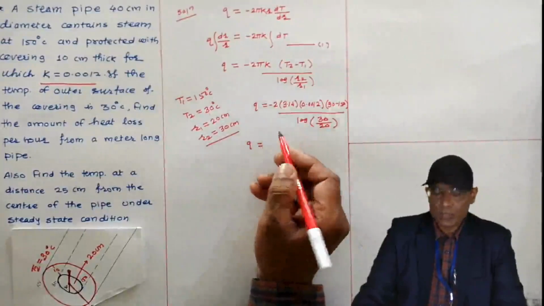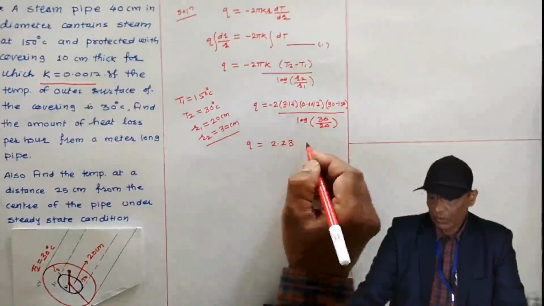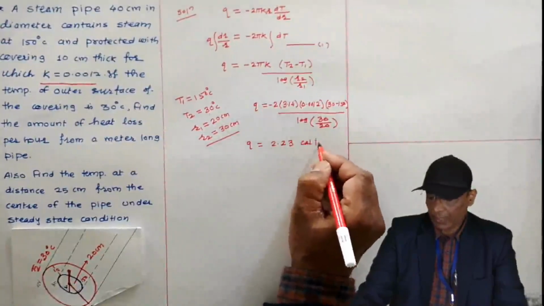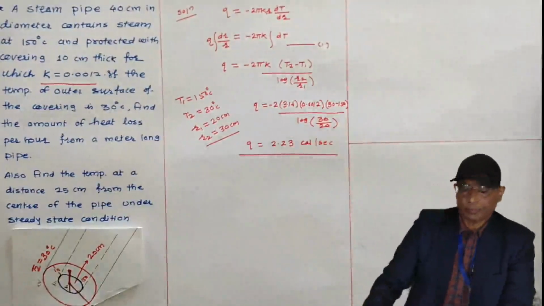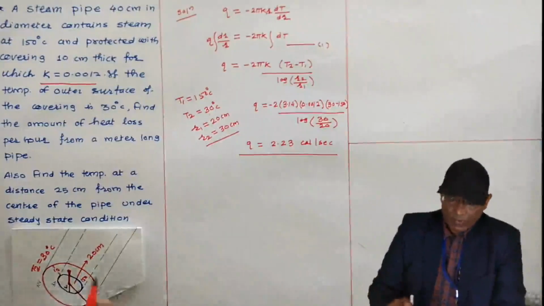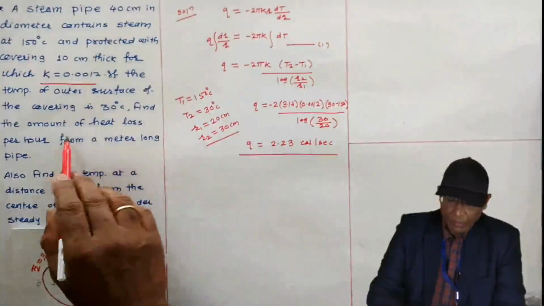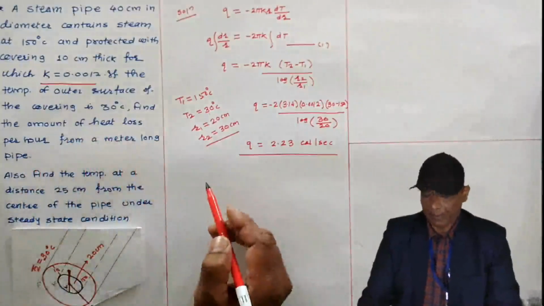Now calculate this value using a calculator. It will be 2.23 calorie per second. The heat loss we have found, but it is in terms of calorie per second. Now what is required to be found? Find the amount of heat loss per hour from a meter long pipe.